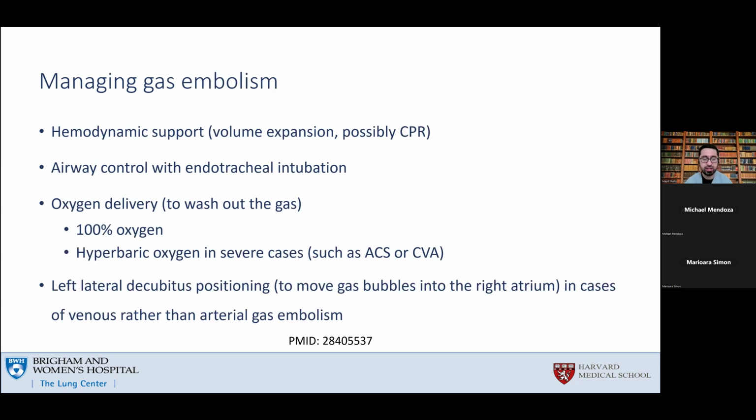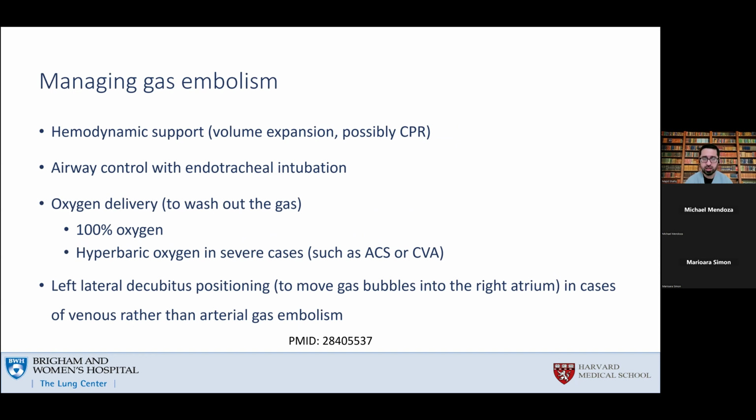Last but not least, managing gas embolism, the other big complication of APC. Again, this is something that you must talk about and discuss and educate your trainees on and yourself on repeatedly, even if hopefully all of us or most of us will never get to see this in our careers. So hemodynamic support is very important. Volume expansion can do wonders, right?